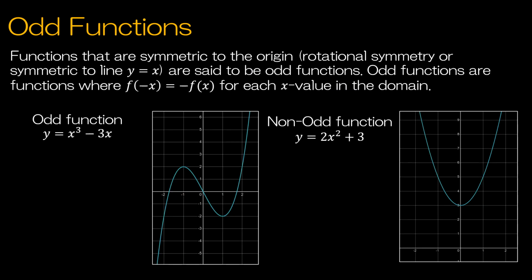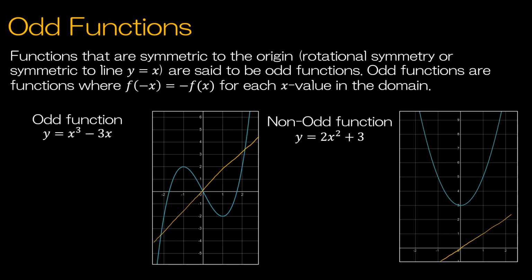Odd functions are symmetric to the origin, so we can think of them as having rotational symmetry of 180 degrees, or symmetric to the line y equals x. So the line y equals x is this line, and I can see by looking at that line that my odd function is in fact symmetric to the line y equals x, and the non-odd function is not symmetric to that line. And by symmetric, I mean that I could fold it across that line and get the same thing.